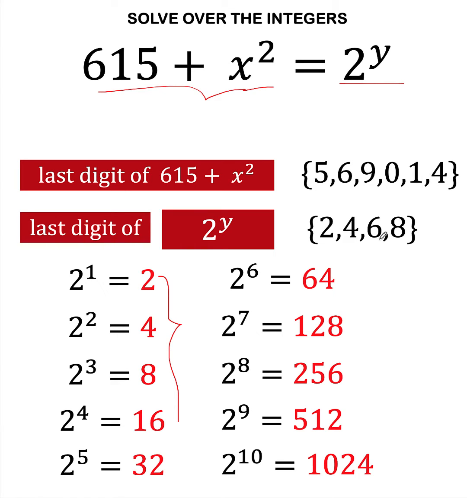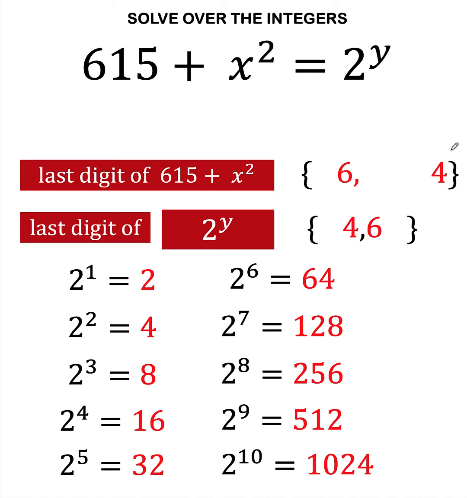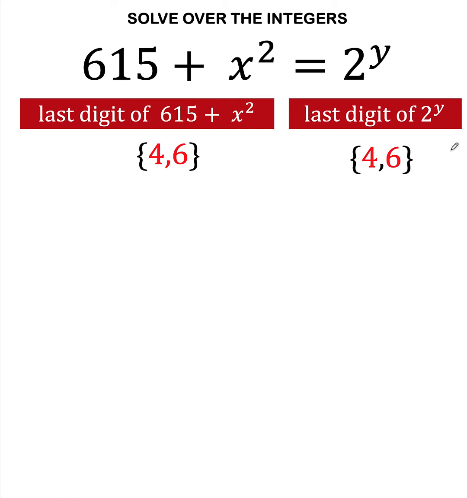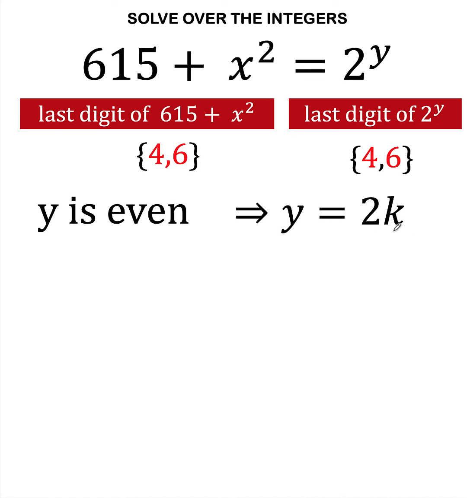Now for these two expressions to be equal, their last digits must be the same. So we are looking for similar last digits here. And those digits are this 6 and this 6, this 4 and this 4. All the rest are different. This now narrows down our search for the values of x and y because there are only two cases here. The first case is when the last digit of the left side is 4 and the last digit of the right side is also 4, then they can be equal. The second case is when their last digits are both 6. Next, since 2 raised to y has a last digit of 4 or 6, that implies that this exponent y must be an even number. And as an even number, y can be written as 2 times any integer k.